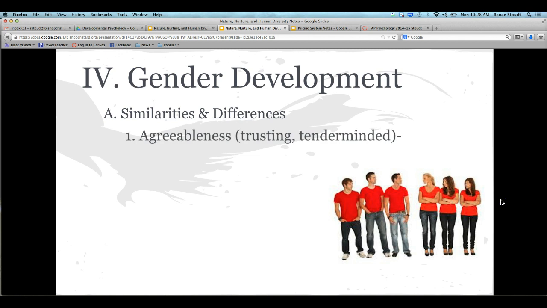So, first of all, agreeableness. Agreeableness, the trusting, the tender-minded. These are characteristics that are much more common with women. Women are much more likely to go along with things, have that soft heart, where you feel for people. I'm not saying that men can't do that, but women score somewhat higher on this. They will just kind of go along with things.